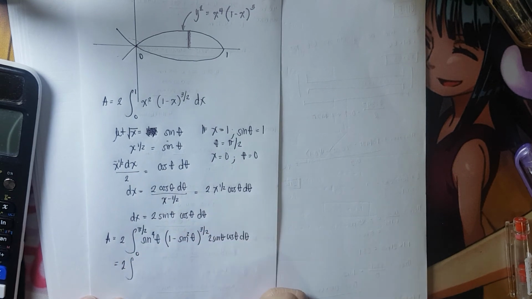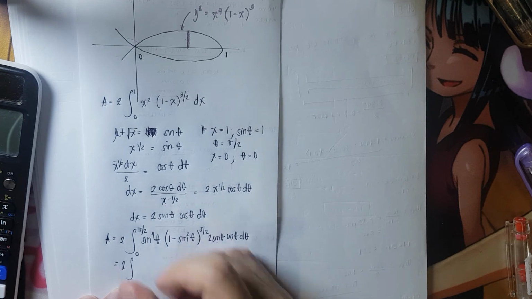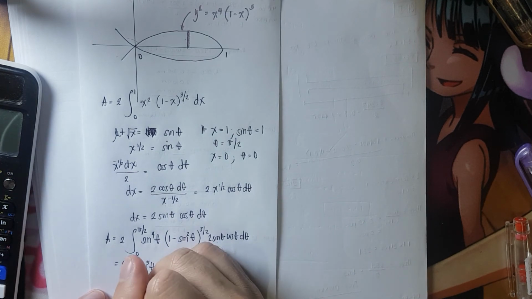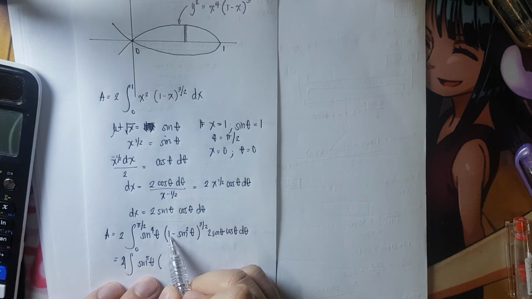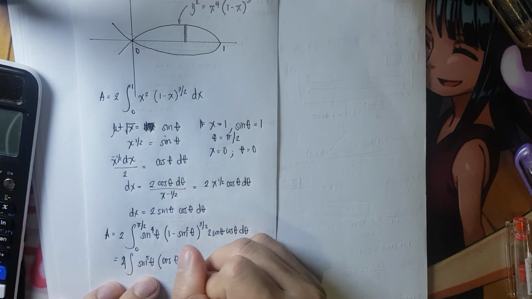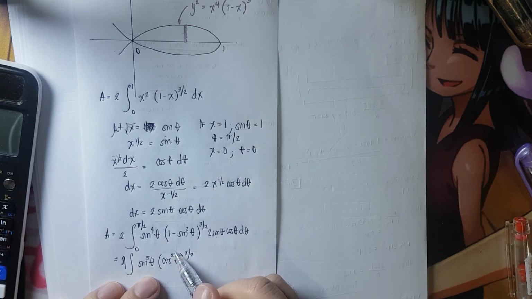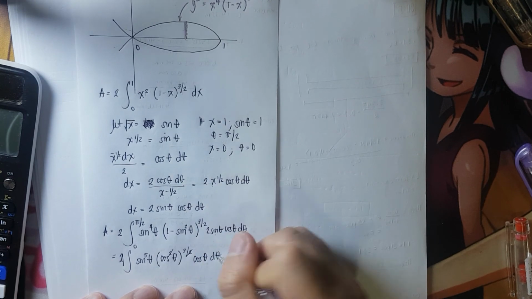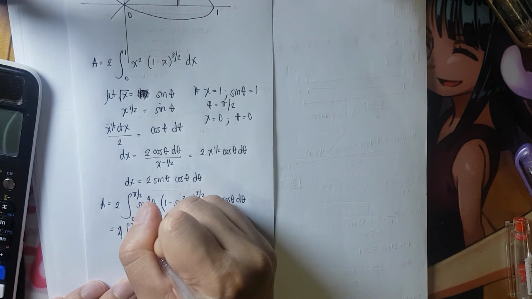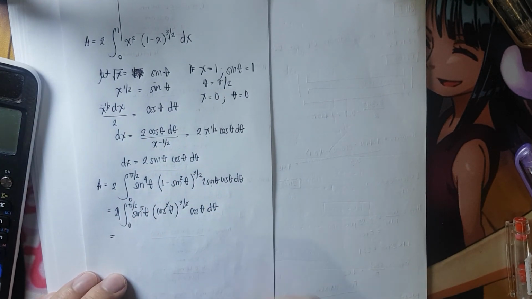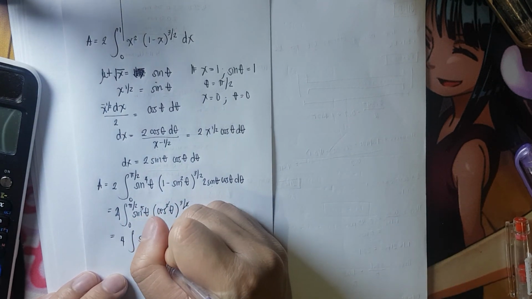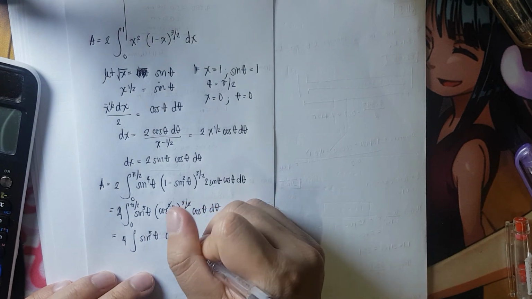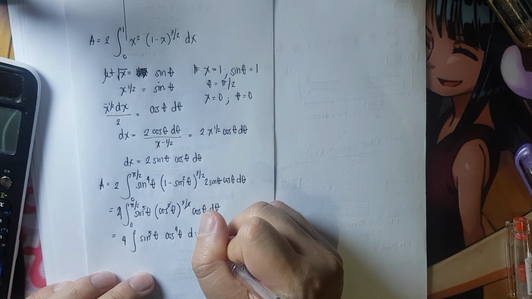So 2 times the integral of, we have sine theta raised to the 5th power, bring out 2, this will become 4. Then we have here 1 minus sine theta squared is equivalent to cosine theta squared raised to 3 over 2. The exponent will simply cancel out, times cosine theta d theta, from 0 to pi over 2. So this is simply equivalent to 4 times the integral of sine theta raised to the 5th power, cosine cubed times cosine, so that is cosine theta raised to the 4th power, d theta.